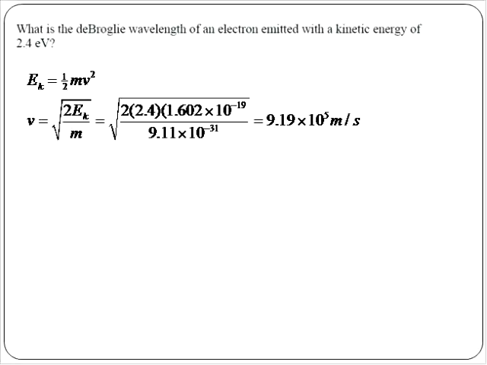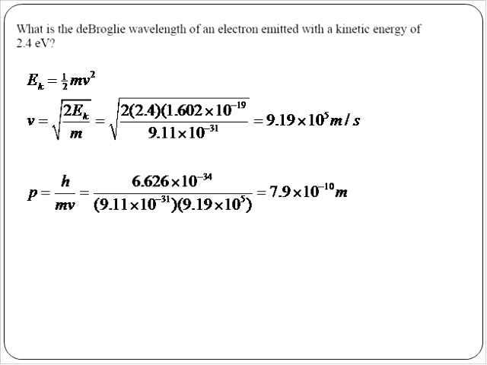There's the speed. Then once you know the speed, you can use de Broglie's equation to find lambda. Sorry about that, that should be a lambda right there, not a p. Lambda equals h over mv, de Broglie's wavelength equation. Plug all the numbers in. The answer is 7.9 times 10 to the negative 10. Just a two-step equation, that's all.